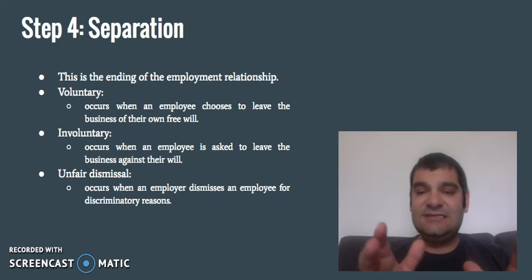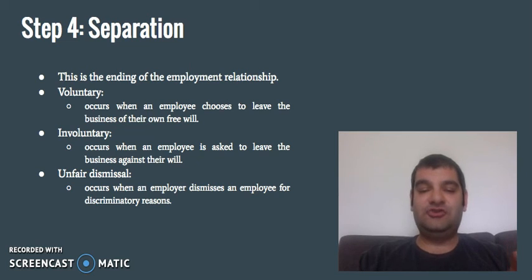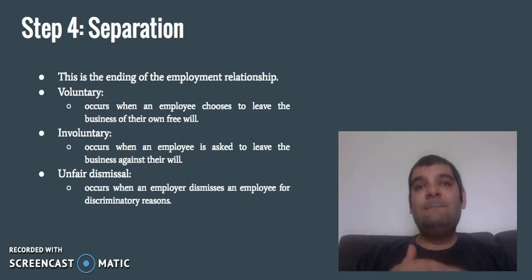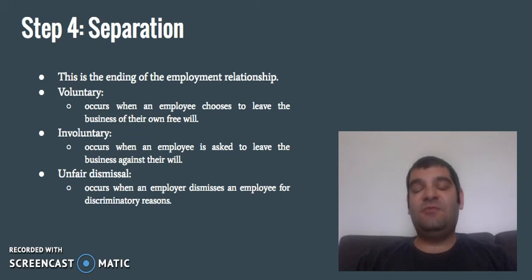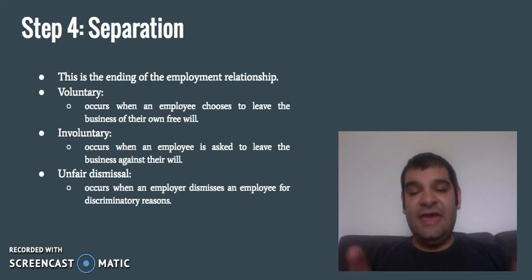They can't be retrained for some reason, so they're asked to leave. Now, redundancy is both voluntary and involuntary, in that people can be asked to leave and take a payout, but if not enough people leave to help the business cut costs, then the business forces people to leave. Now, I mentioned dismissal, and unfair dismissal is based on when an employee is asked to leave the business for discriminatory reasons.